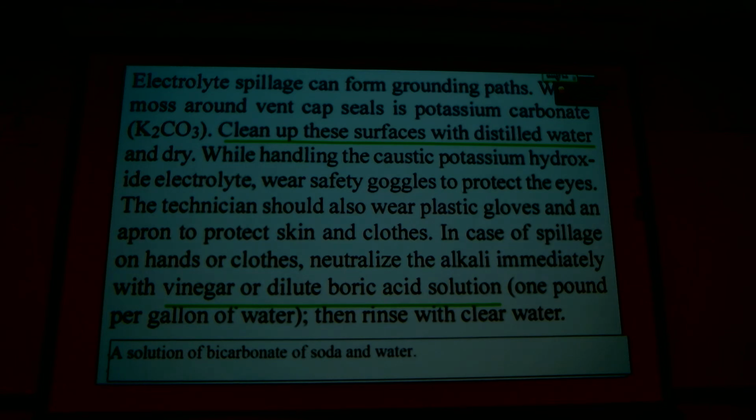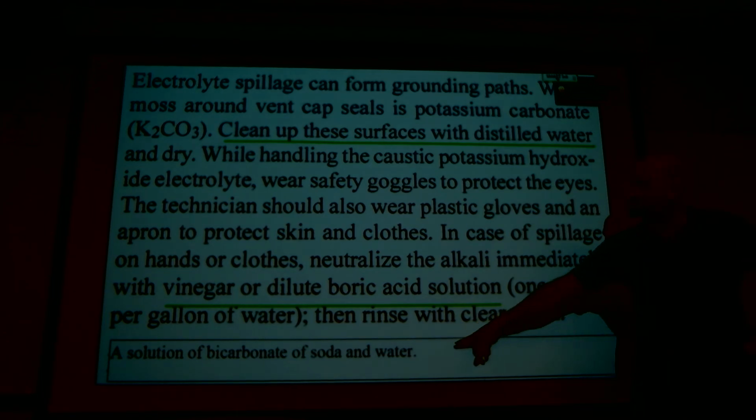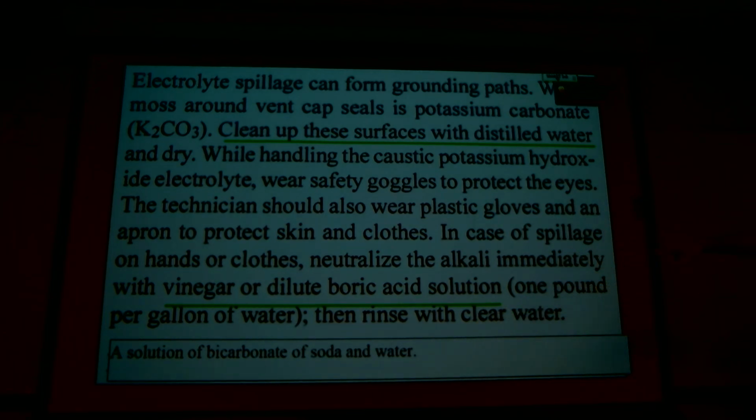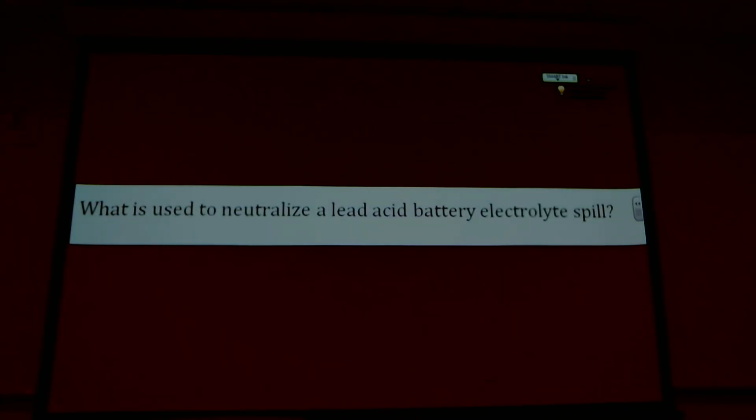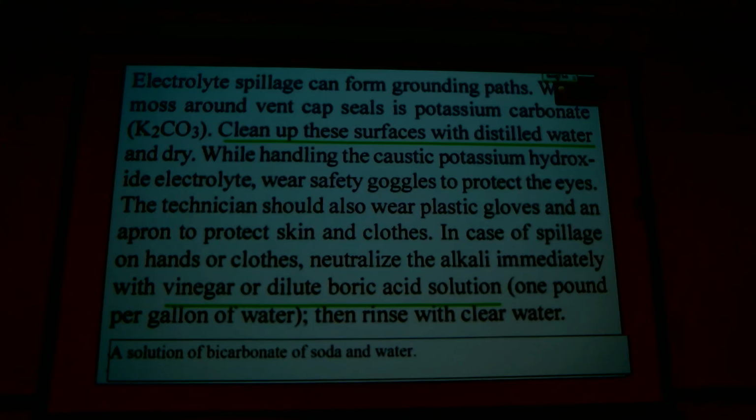While handling the caustic potassium hydroxide electrolyte, wear safety goggles. Technicians should also wear plastic gloves in case of spillage on hands or clothes. Vinegar or dilute boric acid solution, 1 pound per gallon of water. Okay, a solution of bicarbonate soda and water is my note for the boric acid. And what kind of acid spill is that? Lead acid. So lead acid, you can say bicarbonate of soda or baking soda, the same thing. Either one of those would be a correct answer.